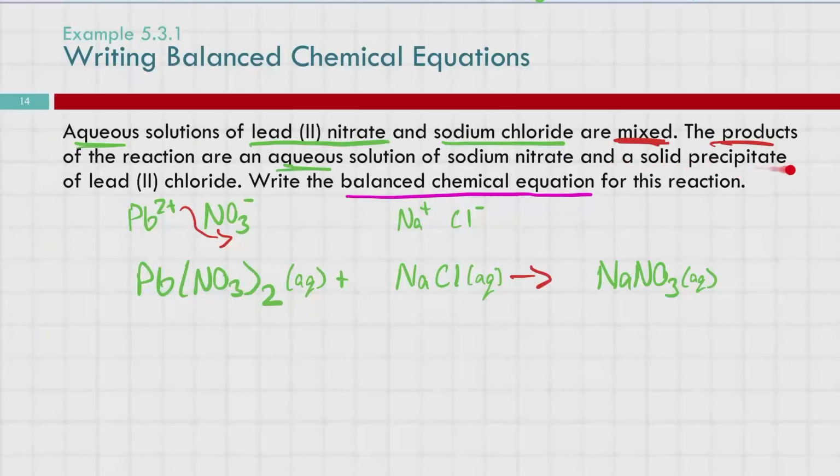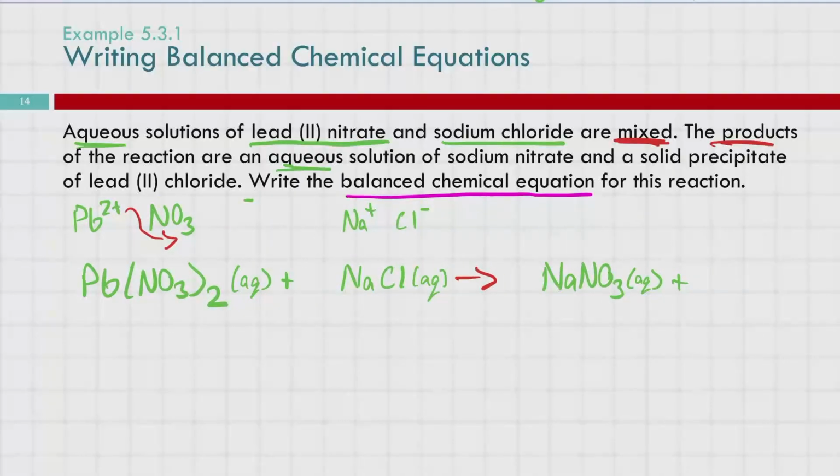Our other product is a solid precipitate. A precipitate is just a solid that forms from this sort of combination of things. Scooch everything over so I've got some more room. And our solid precipitate is lead 2 chloride. So it's our Pb2 plus and our chloride. Just like with our Pb(NO3)2, we're going to end up with 2 chlorides. So PbCl2, and this one is a solid. So we've got a skeletal equation.